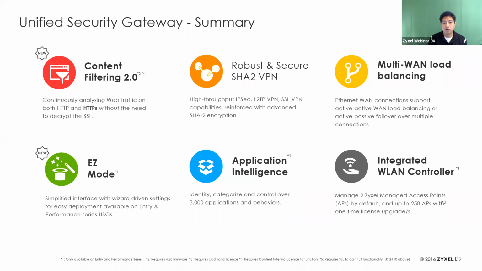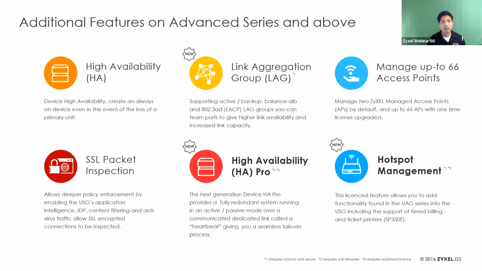Application intelligence. So again, the ability to scan and notice at layer 7 different applications and different behaviors and be able to act upon that. And of course, it's also still integrated with the wireless LAN controller built in. So you can manage anywhere from 2 out of the box all the way up to 258 or even higher with the larger boxes.